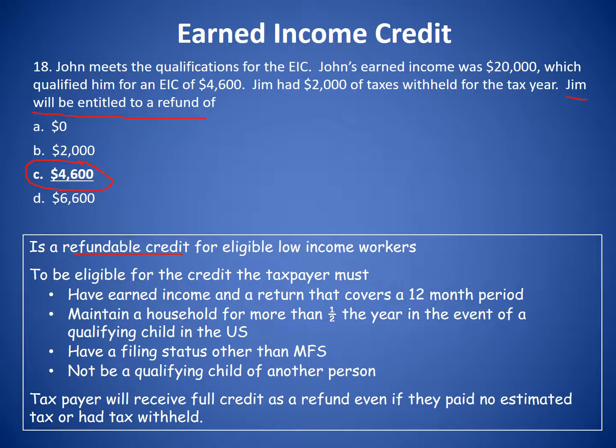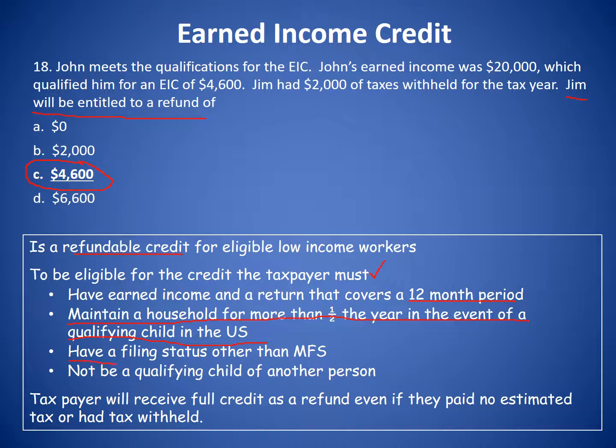And to be eligible for the credit, I've included some other criteria. Must have had earned income in a return that covers a 12-month period. It can't be a partial tax year. Has to have maintained a household for more than half a year in the event of a qualifying child. So if you have a qualifying child, you have to have maintained the household for more than half the year. Now, it doesn't mean you have to have a qualifying child for the credit, but if you do have a qualifying child, you have to maintain that household.